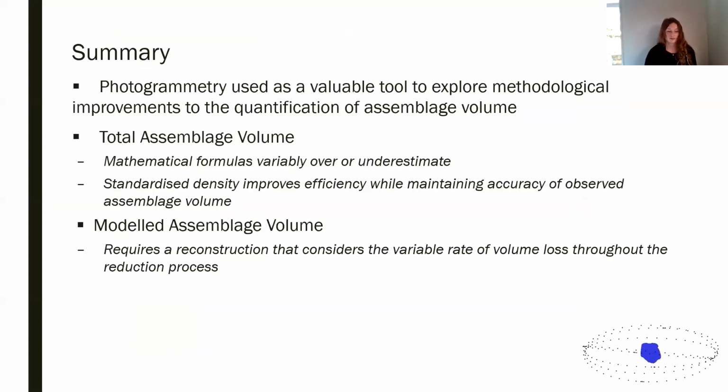So to summarize, photogrammetry provides an invaluable tool beyond visualization to aid in the quantification of and improvements to assemblage level analysis in stone artifact studies. For the volume ratio, this has resulted in improvements to the efficiency and accuracy of the calculation of total assemblage volume. This research demonstrates how photogrammetry can be used in archaeological research to answer broad questions related to the formation and composition of stone artifact assemblages.